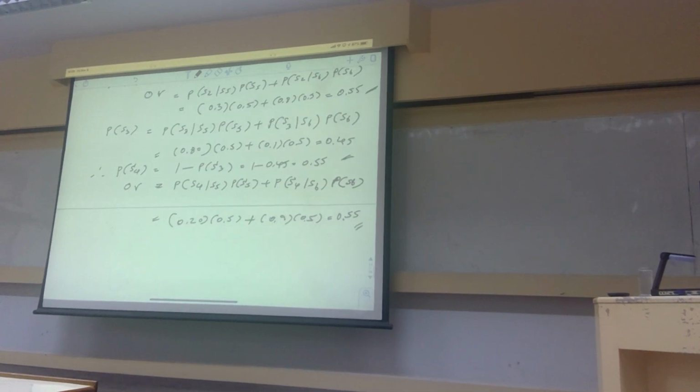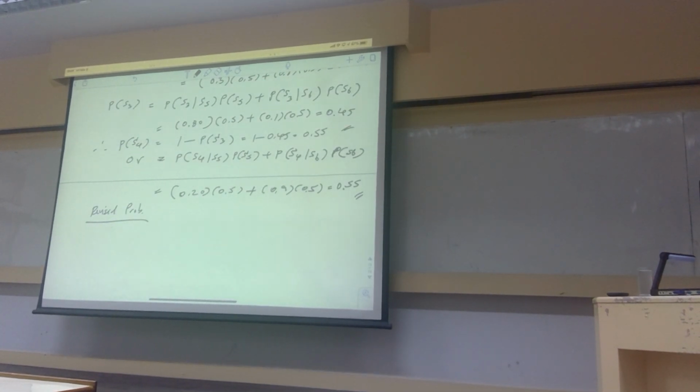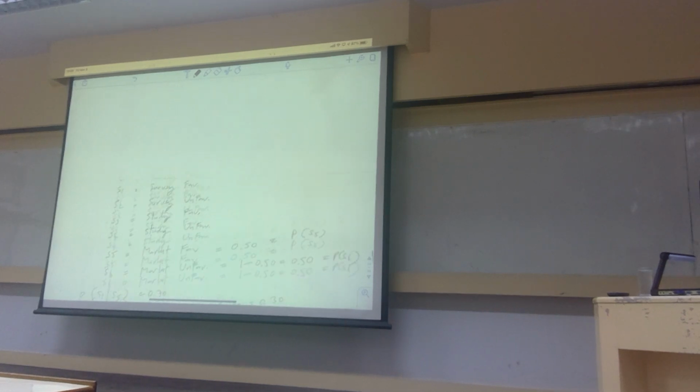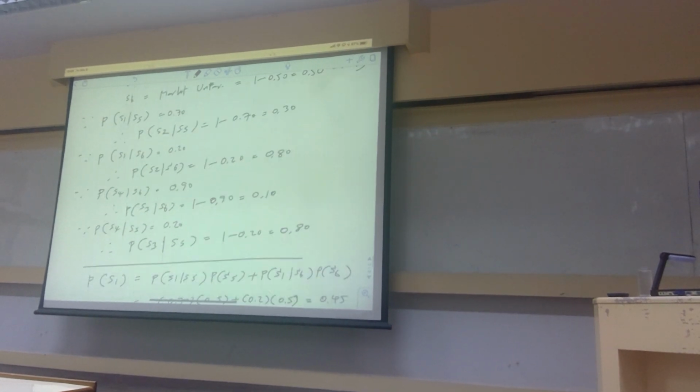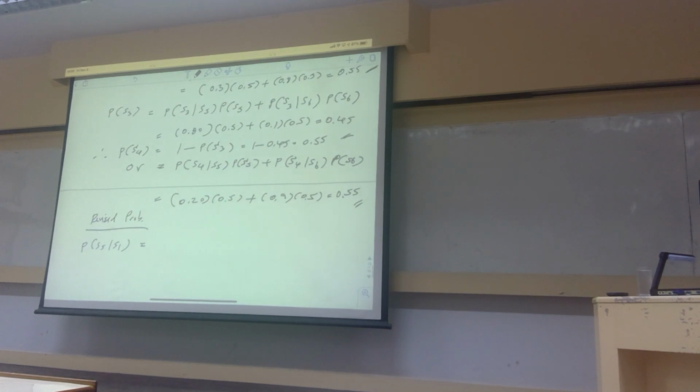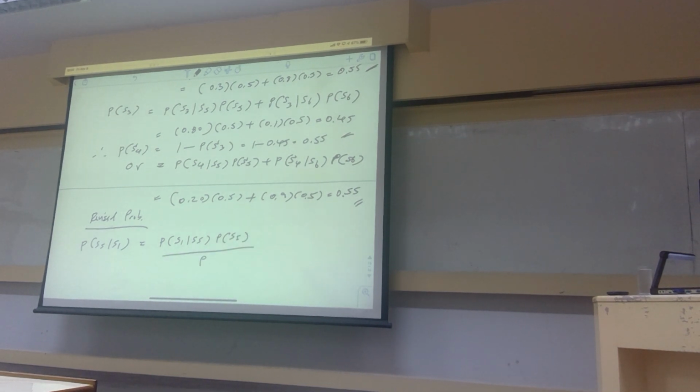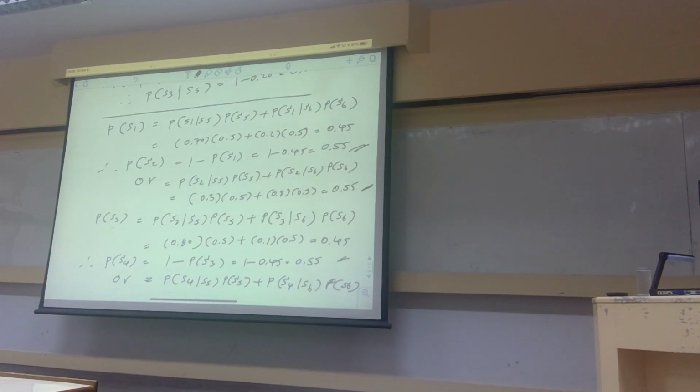So what next? You can calculate the posterior probabilities. In this case, you would like to find the probability of S5 given S1. Don't be nervous, I'm trying to show more detail. Actually, you don't have to write down all the formulas like this. It looks like a lot, but actually it's not. So in this case, it's going to be the probability of S1 given S5 multiplied by the probability of S5, divided by the probability of S1.